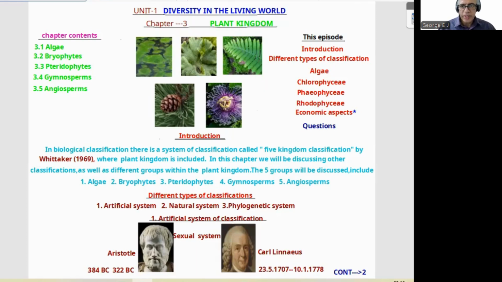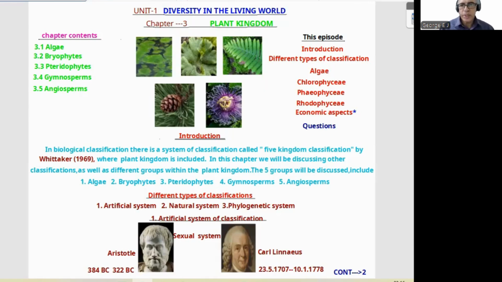Now we start with this discussion as an introduction. See, in biological classification, a chapter is there that we'll be doing after 1 or 2 chapters. There is a system of classification called the 5 kingdom classification, proposed by Whittaker in 1969, where we can find a kingdom, plant kingdom. And in this chapter, we'll be discussing other classifications as well as different groups within the plant kingdom.